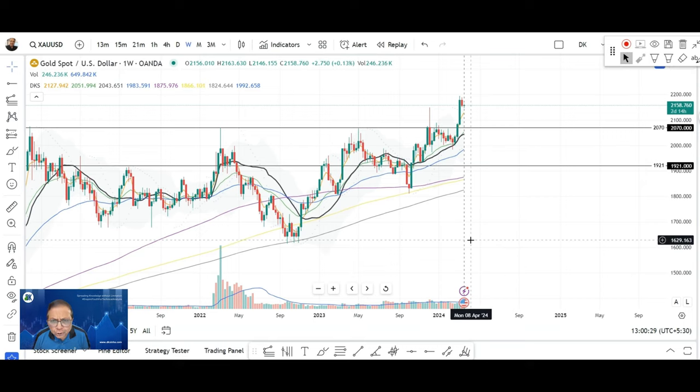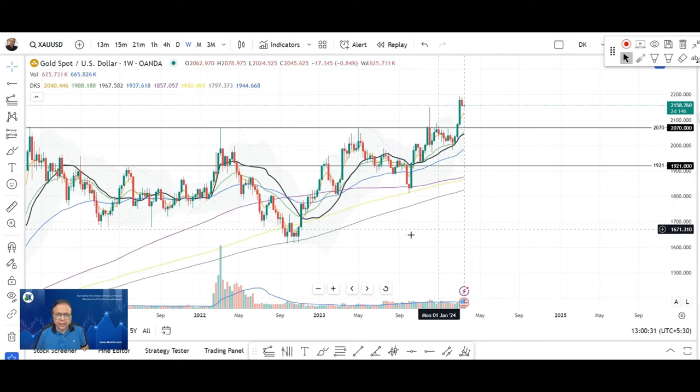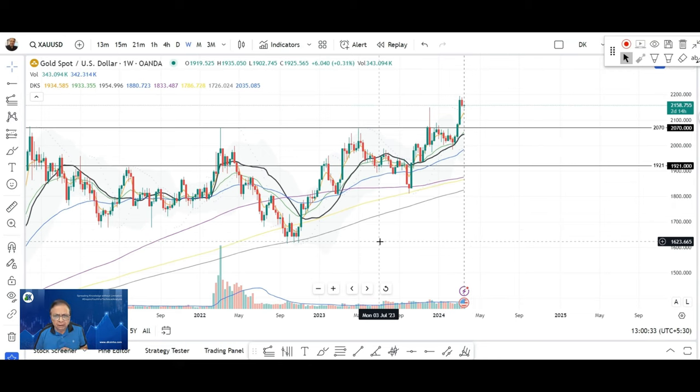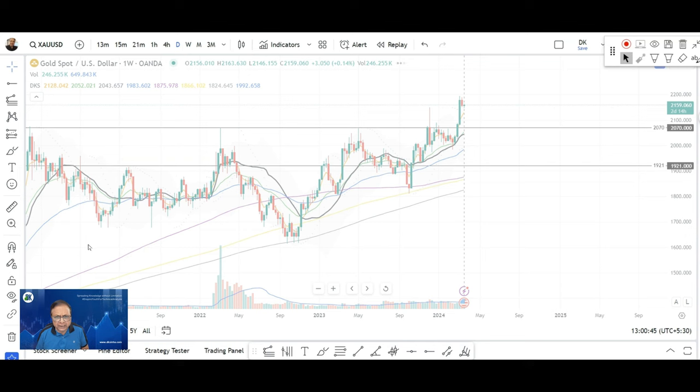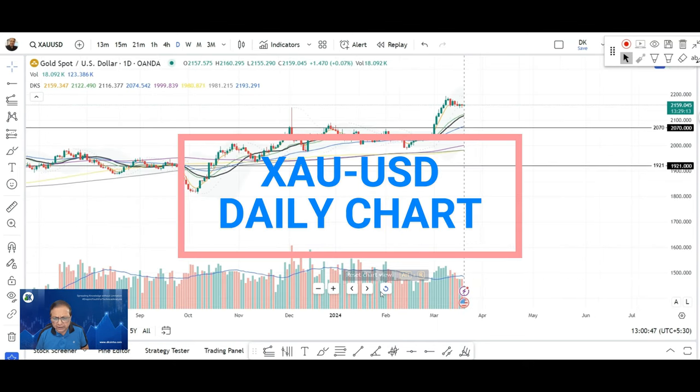When the price goes into the markup phase, we have multiple continuation chart patterns. Sometimes we have a cup and handle kind of chart pattern. Sometimes we have a bullish flag price pattern. Now let us go and check the daily price chart to understand the recent price action.